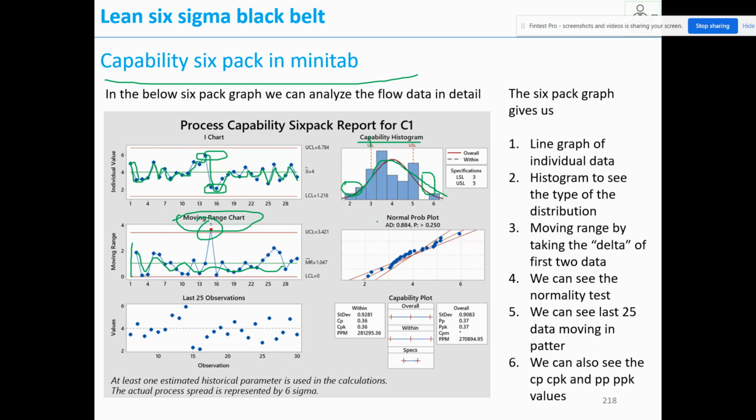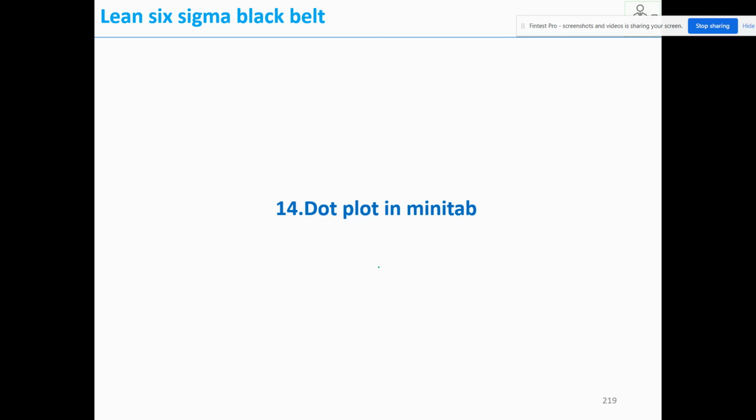Coming to the normal probability plot, we can see the p-value. So the data tends to be normal. Then here, the last 25 observations. So here we can see how the last 25 data are being distributed. Now coming to the last graph, we can see CP/CPK within and CP/CPK overall. So this is in six pack. That means six graphs you can see in a single Minitab example, the capability six pack in Minitab.